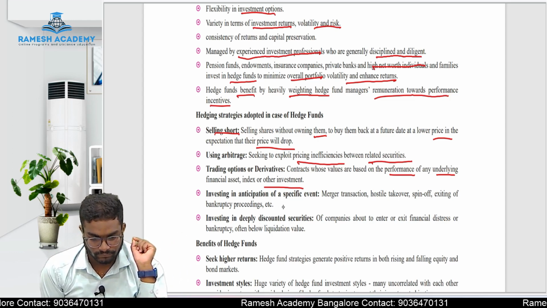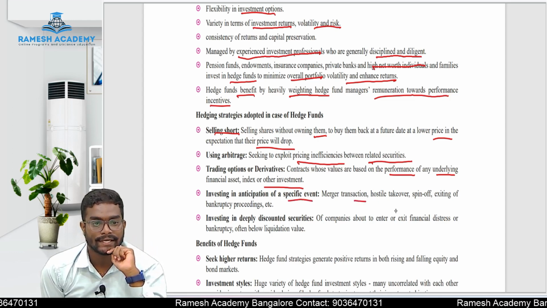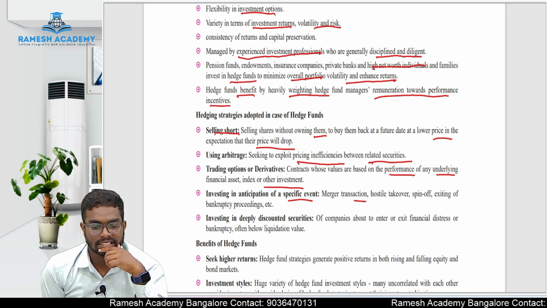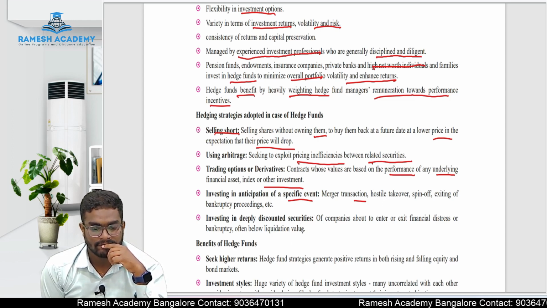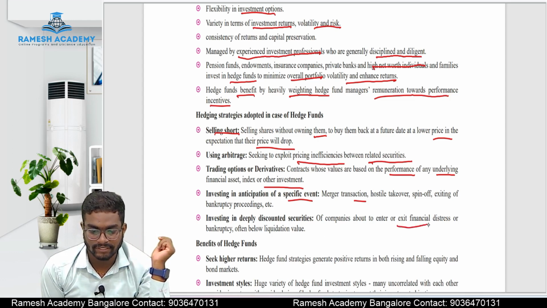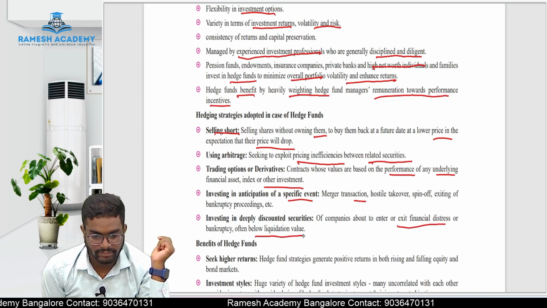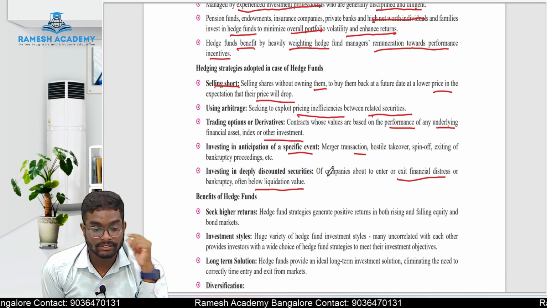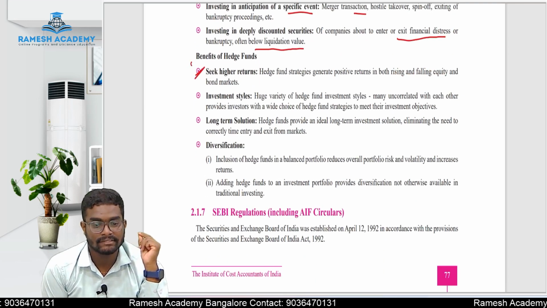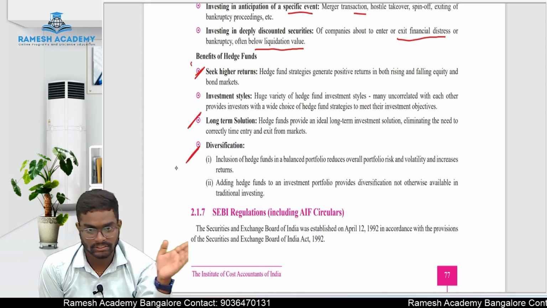Investing in anticipation of a specific event, such as a merger transaction. So you will take a call based on anticipation of certain specific events. Then investing in deeply discounted securities of companies about to enter financial distress or bankruptcy, often below liquidation value. What are the benefits? First, we get higher returns, an investment style, a long-term solution, and diversification, because it will be investing in everything.